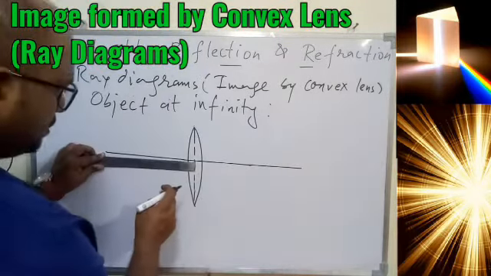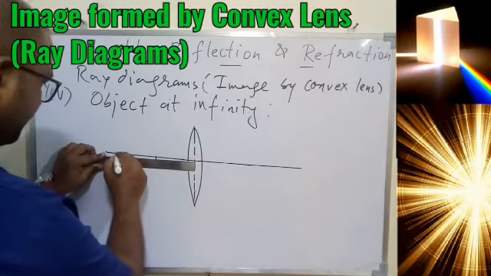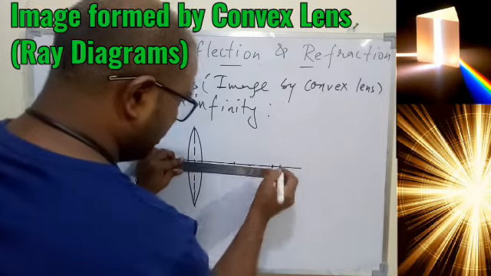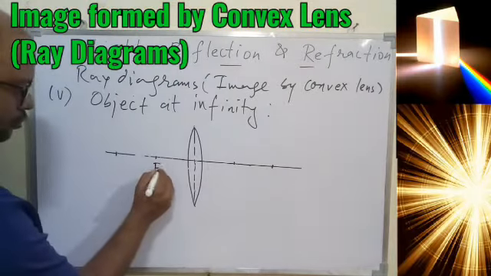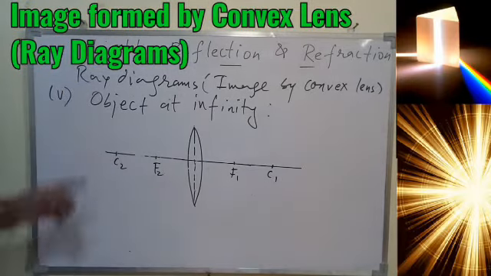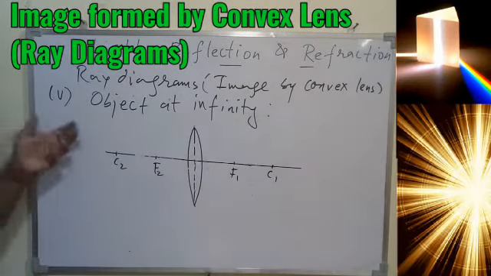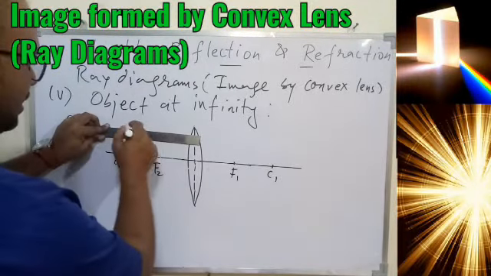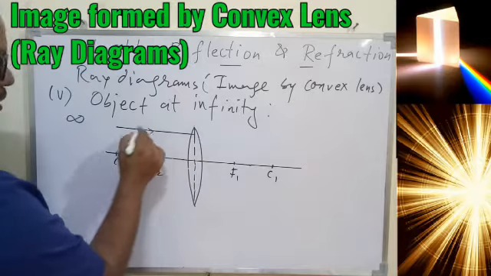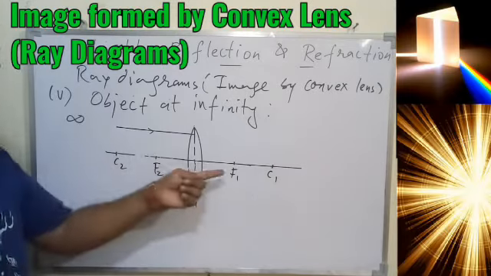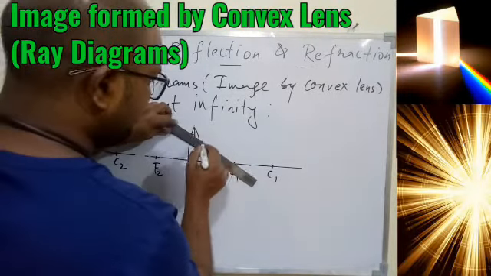So I am taking 4 divisions all the time. According to the space you have in the notebook, you can divide your notebook or space. This is my F2, C2, F1, C1. Okay, so object at infinity, and one thing we know, if the object is at infinity, then the rays will come parallel to the principal axis. That is what we have to remember. So with the object at infinity, rays will come parallel to the principal axis from infinity, pass through the lens, and go through the focus on the other side, so it will converge here.